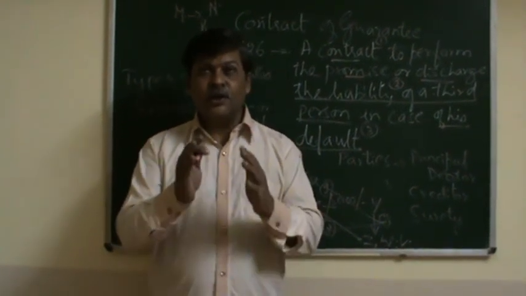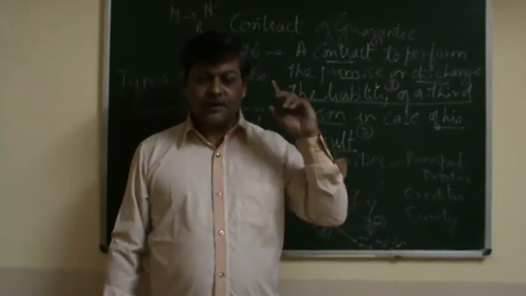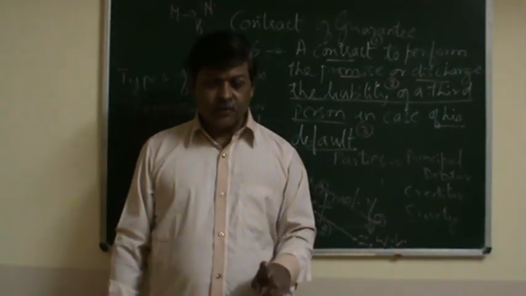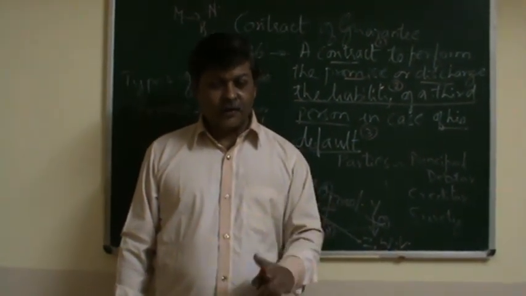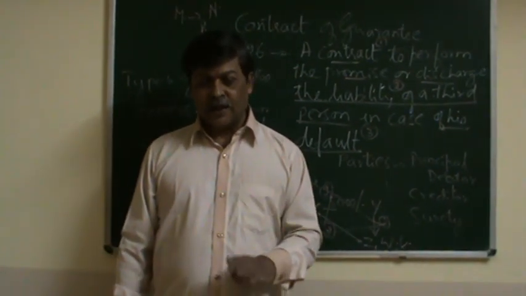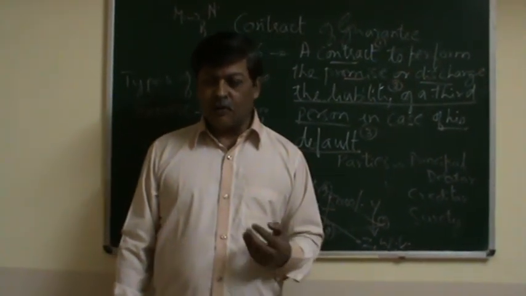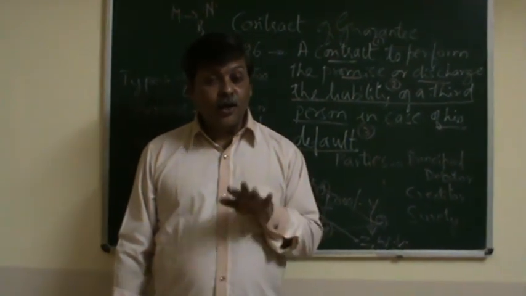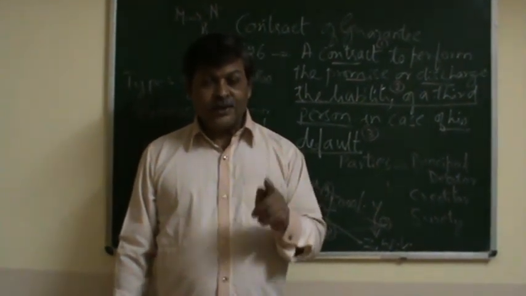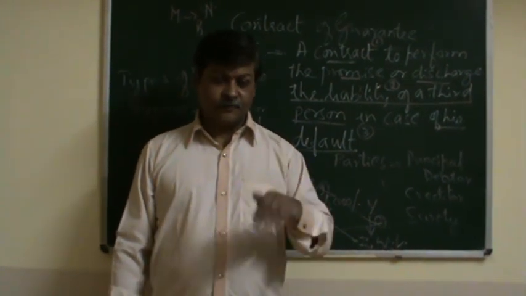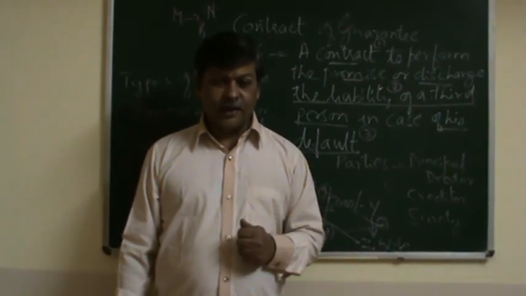So remember today what we have discussed: the definition of the contract of guarantee, who are the parties to the contract of guarantee, and the types of the contract of guarantee. We have studied, and we have also known who the co-sureties are. In the next class I will continue with the distinction between contract of indemnity and contract of guarantee. That aspect we will continue in the next class.